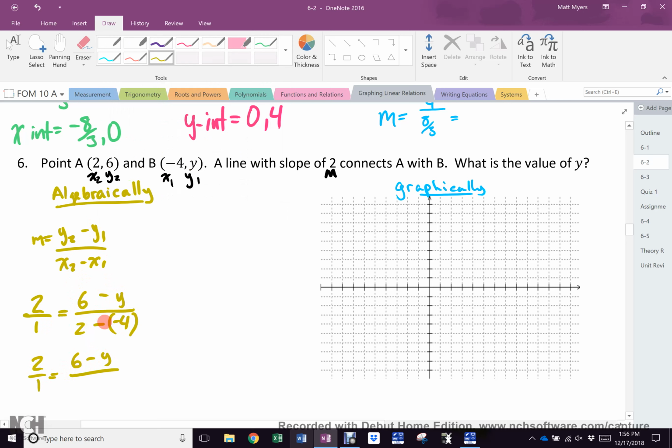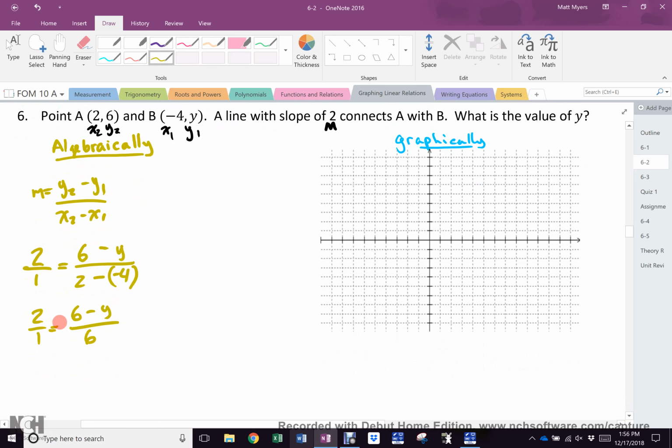What's 2 minus minus 4? Try again. 2 minus minus 4. 6. What do you do in algebra whenever you have fraction equals fraction? We spent the whole first unit doing this. Nope, that's for adding them.